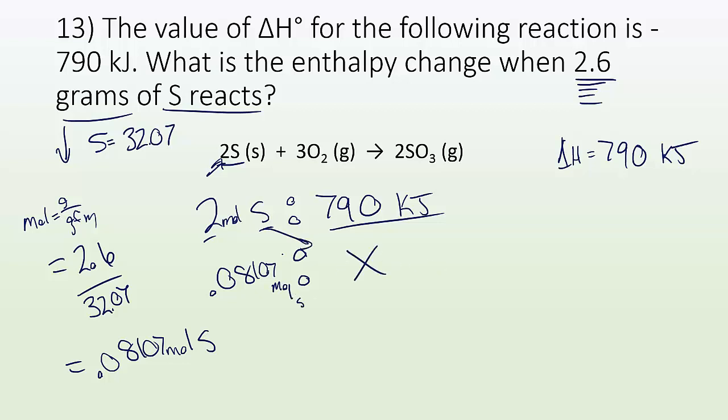So now we can cross multiply and divide, and I get X to equal 32.0 kilojoules. And I just noticed something. This is a negative sign that goes with the 790, so it should be negative 790. So this is going to be negative 32.0, right? Because that would have been negative. Oops, my bad.